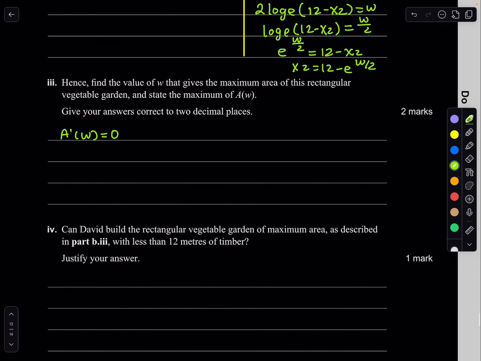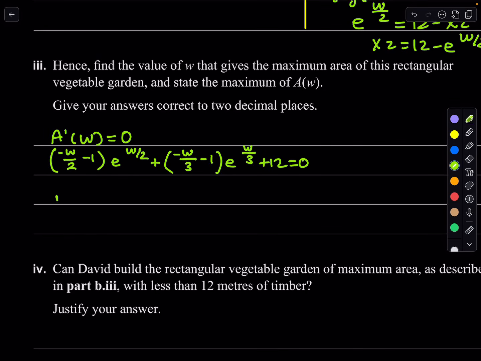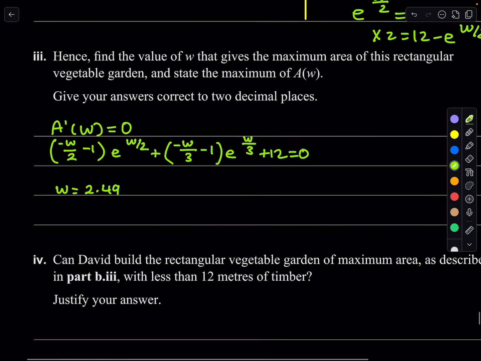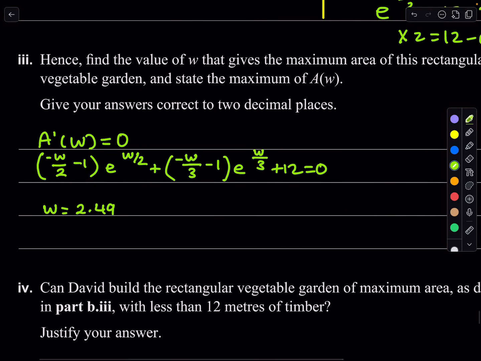So 2 marks. What I'm going to do is write negative w over 2 minus 1 e w over 2 plus negative w over 3 minus 1 e w over 3 plus 12 equals 0. And so we found out that solving that gave us w is 2.49. To 2 decimal places, is it? Yeah, to 2 decimal places, so 2.49.